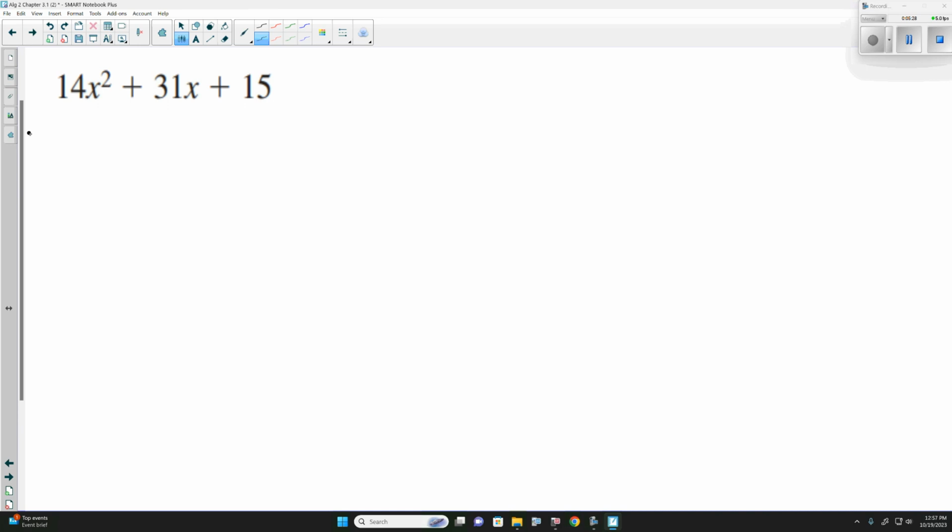Let's look at this one here, 14x squared plus 31x plus 15. Is there a greatest common factor between these three terms? No. So we move on to step 2, our 2 sets of parentheses with 3 spaces. Takes care of steps 1 and 2. Step 3, if the third term is positive, the signs are the same and match the sign of the middle term. If the third term is negative, the signs are opposite. Third term is positive, so the signs are the same and they match the sign of the middle term, which is plus. So we have plus and plus.